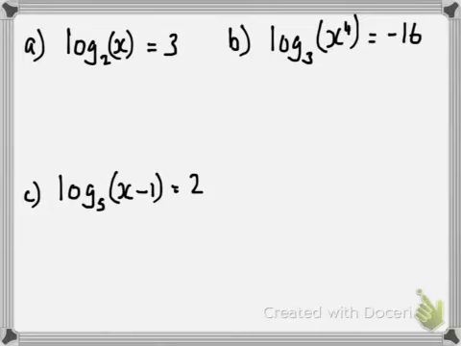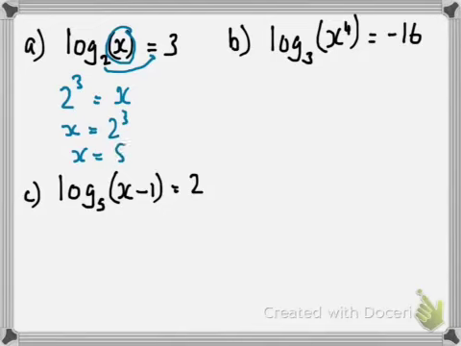Okay, so an easy equation like this, we start by converting this to index form. So 2 to the power of 3 equals x. Okay, x equals 2 to the power of 3, therefore x equals 8. Fairly straightforward.